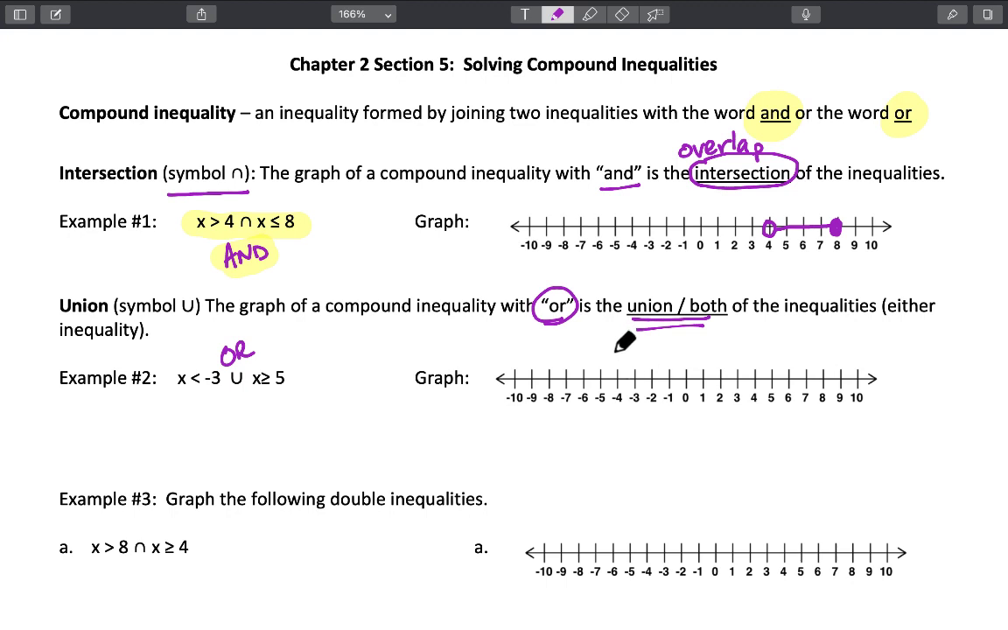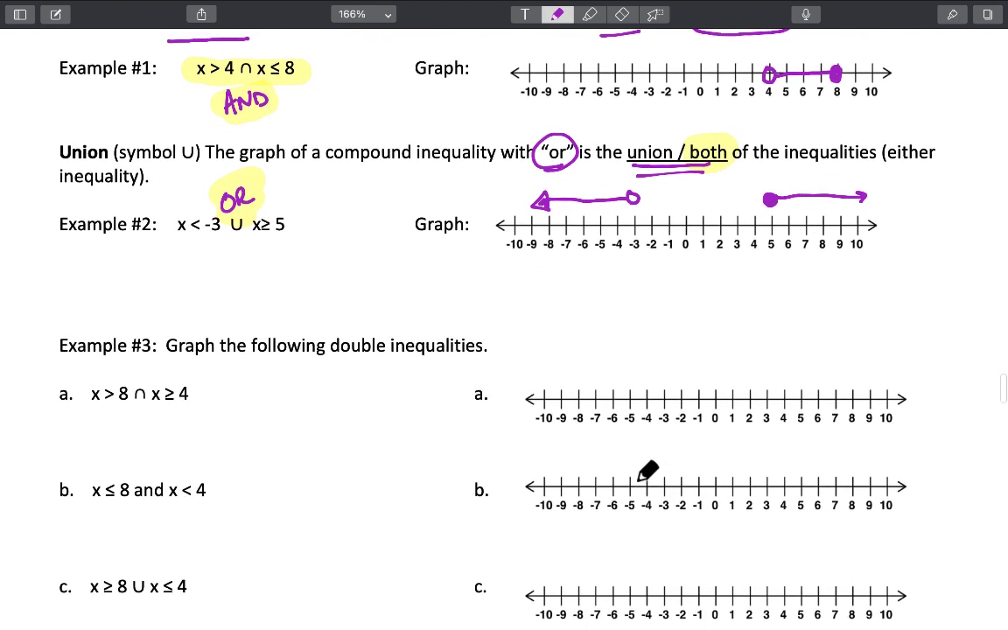All the x's less than -3 would be an open circle here at -3 and everything to the left. And then all the x's greater than or equal to 5 would be a closed circle here at 5 and everything to the right. So when we say "or," and we want to graph the "or" of these, then what we're doing is graphing the union, or graphing both of those inequalities on the same number line. So really, the solution to this compound inequality is exactly what we have here already. It's the graph of these two inequalities. All right, let's try some more examples.